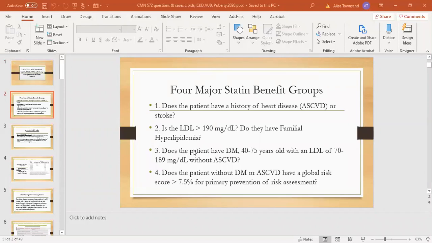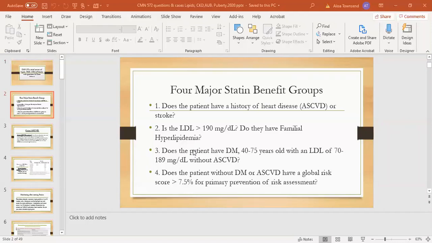The first content we're going to go over is statins. Your 4 major statin benefit groups. You want to think about that. Ask yourself these 4 questions. Does your patient have a history of heart disease or ASCVD or stroke? And if yes, then you're going to want to place them on a high intensity statin.